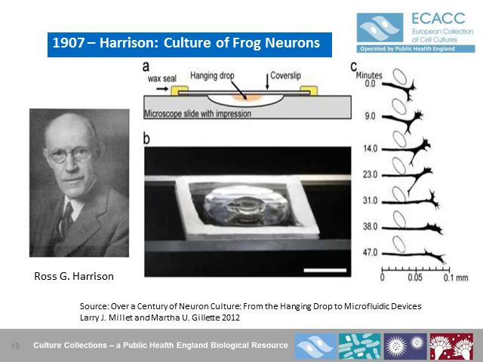Here we can see a schematic of this apparatus and the images and data that Harrison acquired using his camera obscura microscope. Harrison found that nerve fibres grew from the explants by active movements of the nerve fibre tips. And through his work he resolved one of the major anatomical controversies of the time, that the nervous system was made of discrete neurons rather than a continuous reticulum.